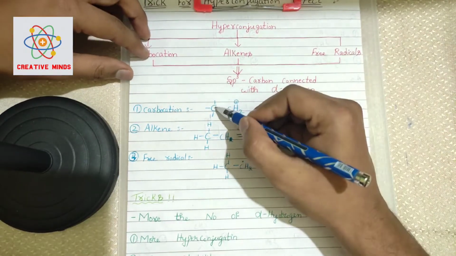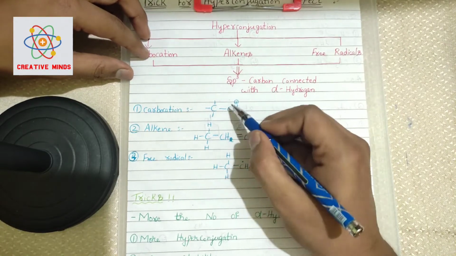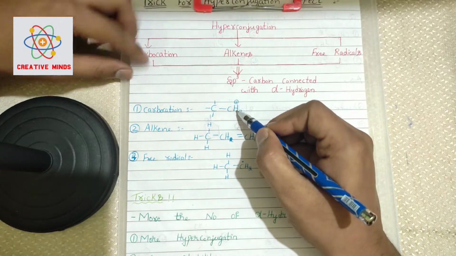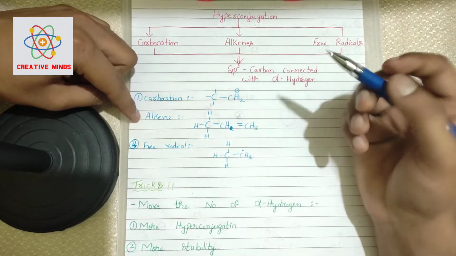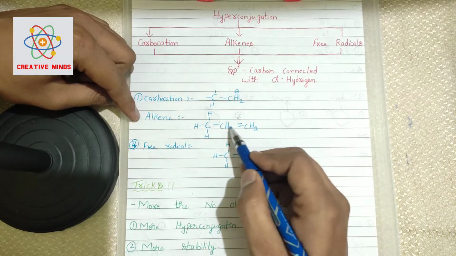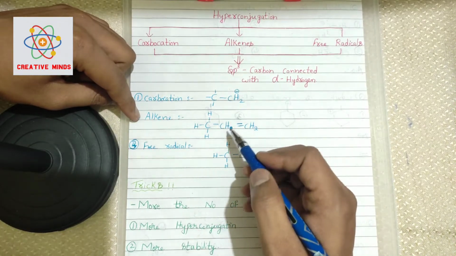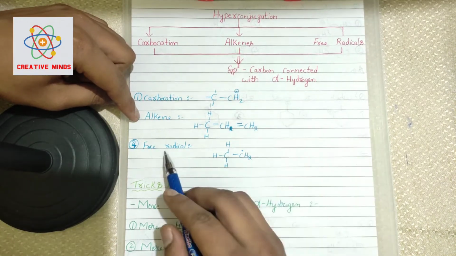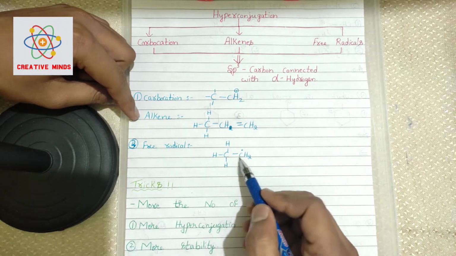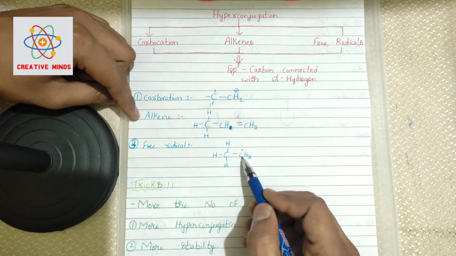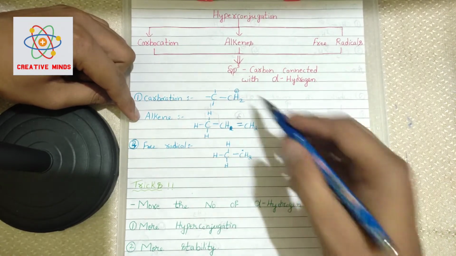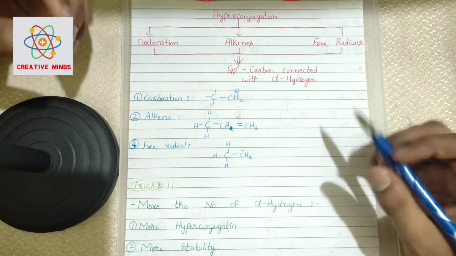Now this is the sp3 carbon, and to this carbon another carbon is connected. Here you can see two hydrogens, so we have two alpha hydrogens. Similarly in an alkene, this is an sp3 carbon, and to this carbon we have some more carbons connected, so they are the alpha hydrogens. Next, in free radicals also we have this sp3 carbon, and to this carbon another carbon is connected, and the hydrogens connected to that carbon are called alpha hydrogens. In this manner you can identify the alpha hydrogens.